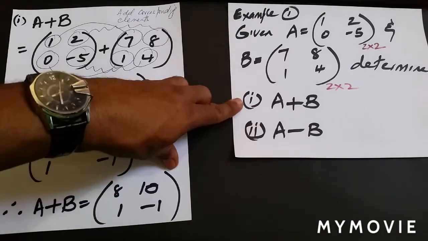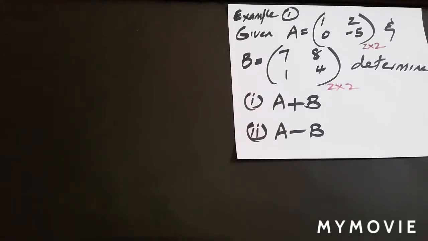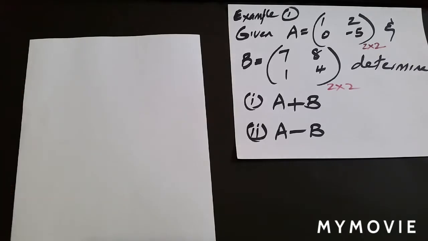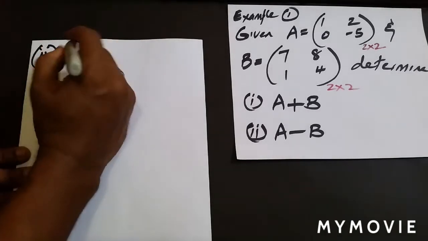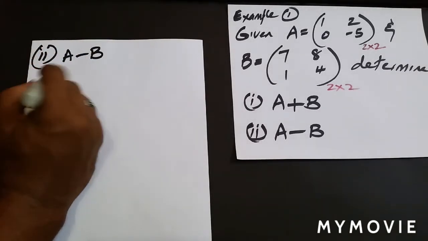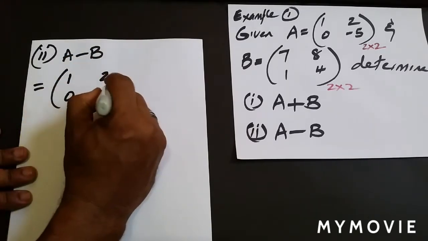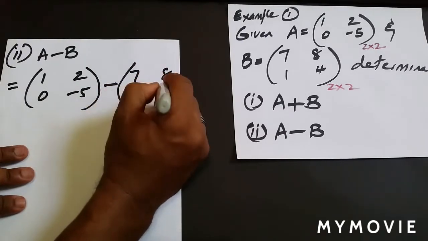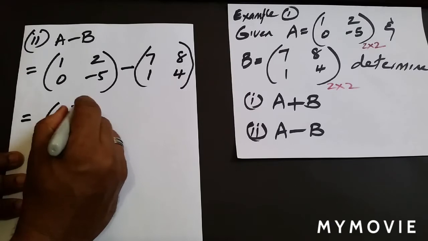So I've answered this part. You can always pause the video and look at what we did. Now, in doing part 2, we're asked to find A minus B. Again, the matrix that comes first is A. That's very important. So we're going to put 1, 2, 0, negative 5. And we're subtracting from that B, which is 7, 8, 1, and 4. So this is simply going to be 1 minus 7.